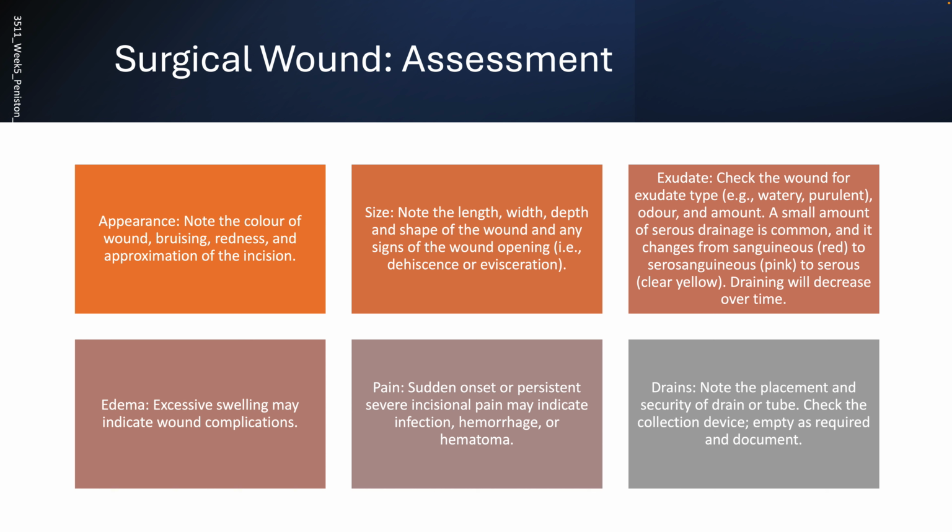Is there any exudate? Check the wound for exudate. Is it watery? Is it purulent? Does it smell? What's the amount? A small amount of serous drainage is common, and it changes from sanguineous, which is red, to serosanguineous, which is pink, to serous, which is clear yellow. That's the normal progression of surgical drainage, and drainage will decrease over time.